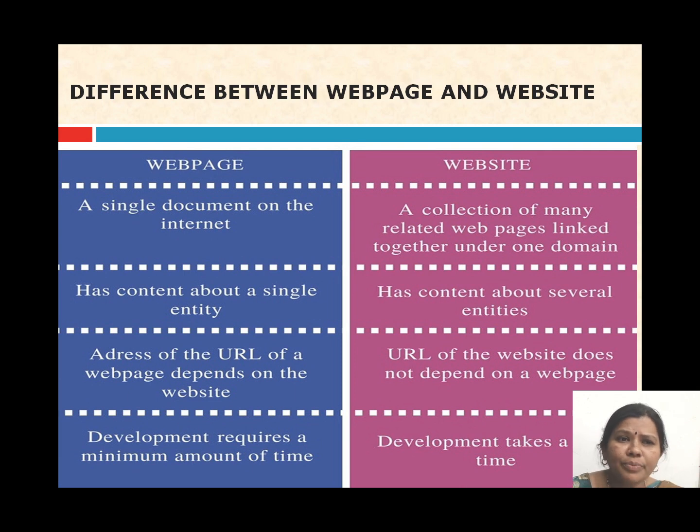And next, the difference between web page and website. A web page contains only a single document on the internet, but a website is a collection of many related web pages linked together under one domain. A web page is about a single entity, while a website contains several entities. The URL of a web page depends on the website, but the URL of the website does not depend on any web page.